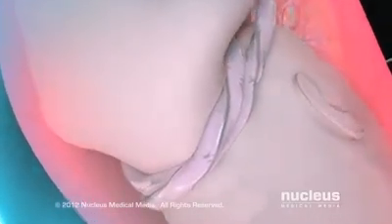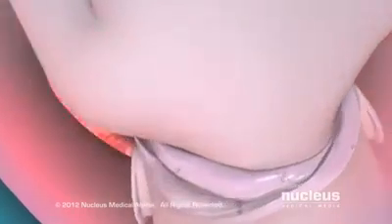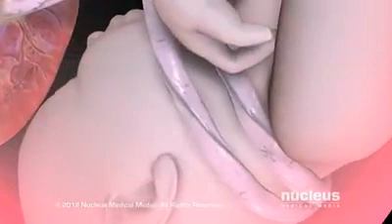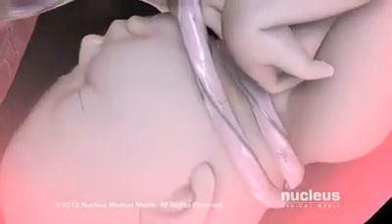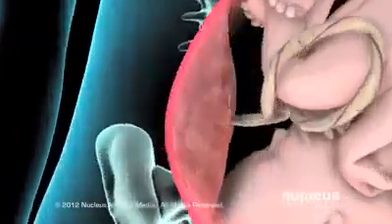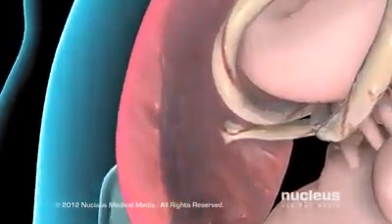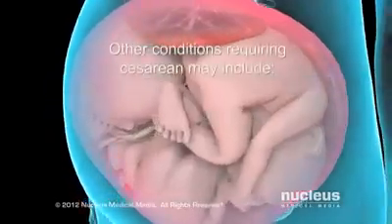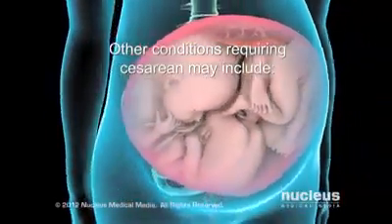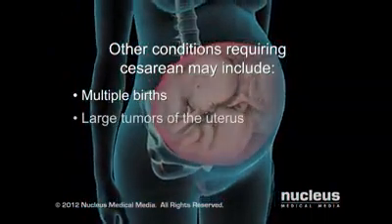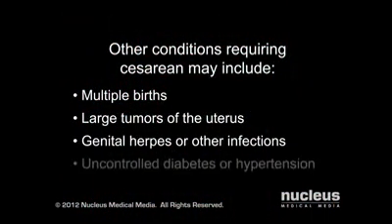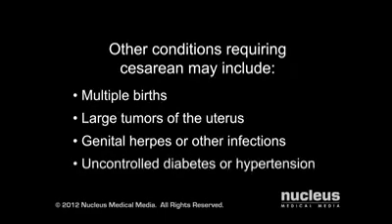Fetal distress occurs whenever the health of the baby is in imminent danger, usually from inadequate blood flow through the placenta or umbilical cord. Fetal distress can occur when the placenta separates from the wall of the uterus prior to delivery, or the umbilical cord becomes compressed or squeezed. Other conditions that may require a cesarean section include multiple births, large tumors of the uterus, genital herpes or other infections, or medical problems such as uncontrolled diabetes or hypertension.